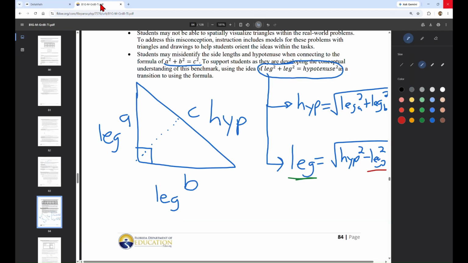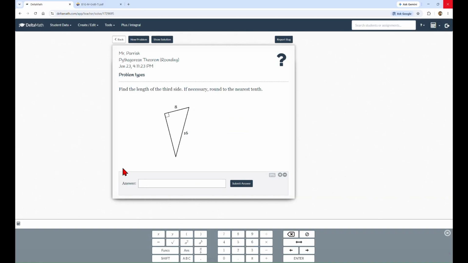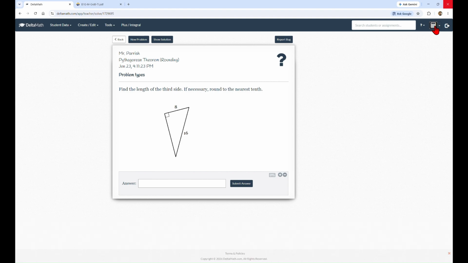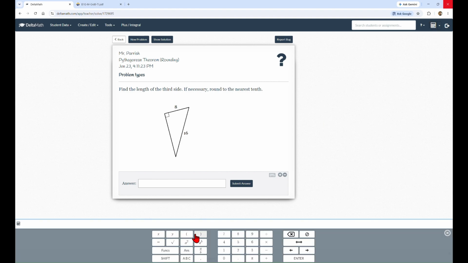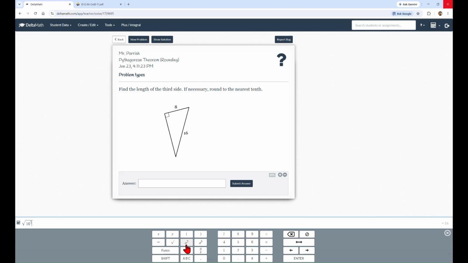So what we're going to use is this second one here: leg equals square root of hypotenuse squared minus our known leg squared. So all we have to do is click on our calculator button. Here's our calculator, and hit square root of our hypotenuse, 16 squared, and then minus our known leg squared, 8 squared. And then it says our answer here.